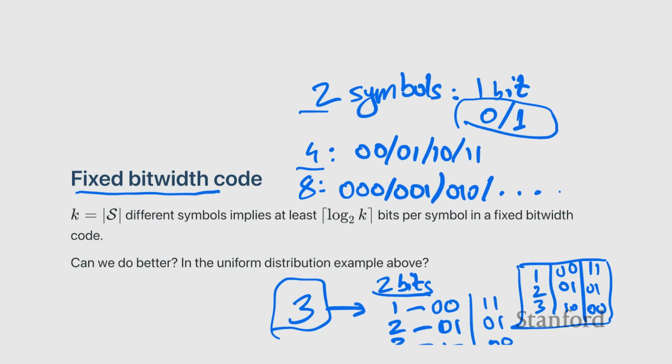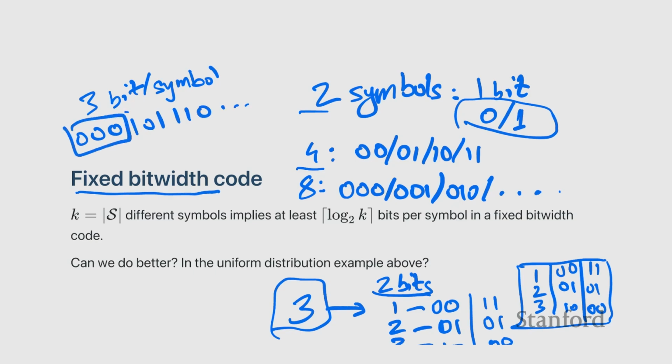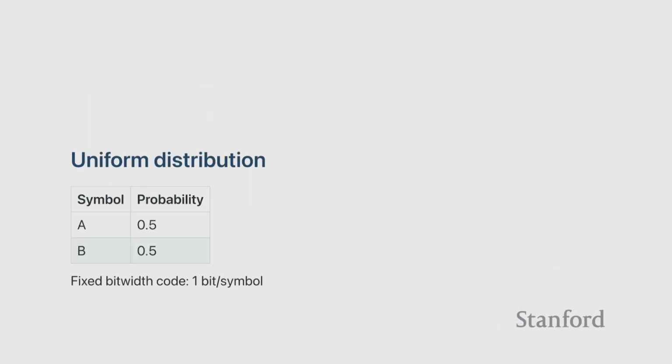One thing about the fixed bit width code is it's trivial to decode. Let's say you are using a 3-bit per symbol code, and I give you a file like 000101110, whatever. You just divide it into sections of 3, and then you can decode each of those. It's very simple to decode. But the more complicated codes will be more complicated to decode also.